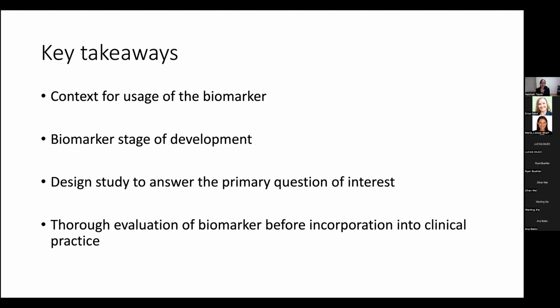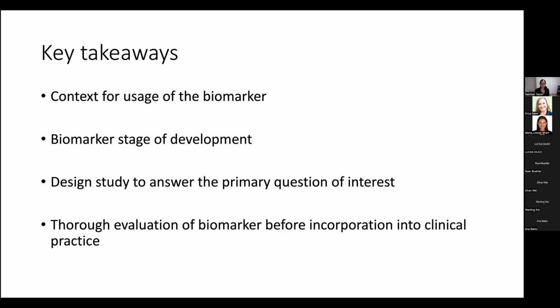So, key takeaways from today's training. I keep saying this, but I think it's just critical: context for the usage of the biomarker. You need to fully understand, even as a statistician, how you are intending to use the biomarker. What's your end goal for how you're going to use this biomarker? The biomarkers that are most likely to succeed are ones where you have a very clearly defined end goal and you design your studies to get to that end goal.